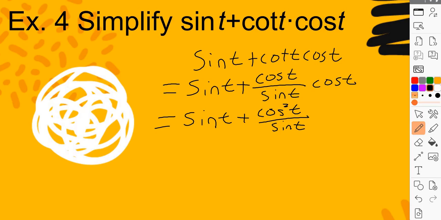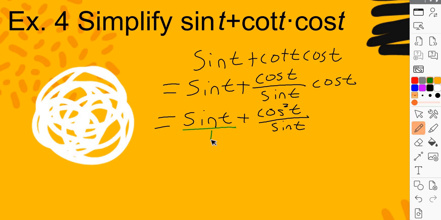Okay, what can we do next? I wouldn't as it is. I do notice that we have a cosine squared, so we'll probably end up using a Pythagorean somewhere. So that's a common mistake. What do we normally do when we have things that are being added and we have a fraction? Try and get common denominators. Yeah.